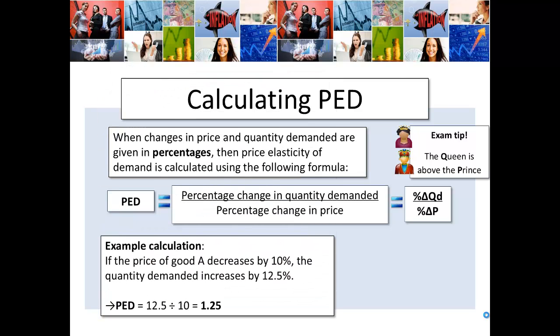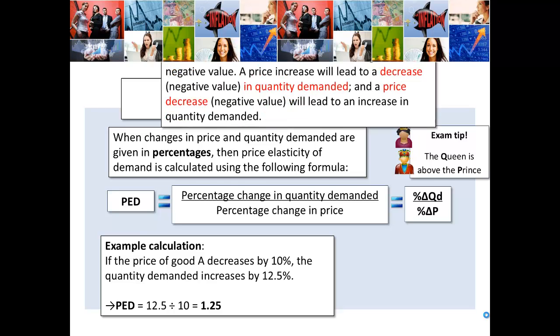An example calculation here. So if the price of good A decreases by 10%, the quantity demanded increases by 12.5%. What's the price elasticity of demand? All we have to do is 12.5 divided by 10, and the price elasticity of demand pops out at 1.25.